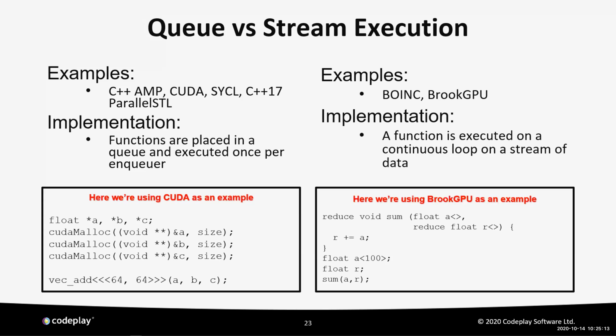And then also there's a separation between whether command groups or kernels are queued or streamed along. Most of the languages on the left side, like C++ AMP, CUDA, SYCL, and C++17 parallel STL, have functions that are placed in a queue and then executed once per enqueue. Using CUDA as an example, you have cudaMalloc and a vector add, and the vector add kernel is the function that's going to be placed onto a queue.